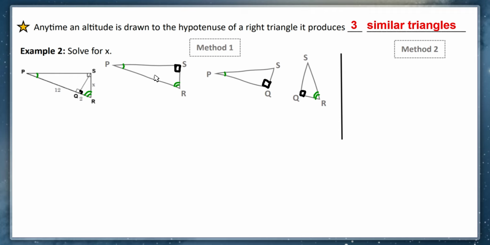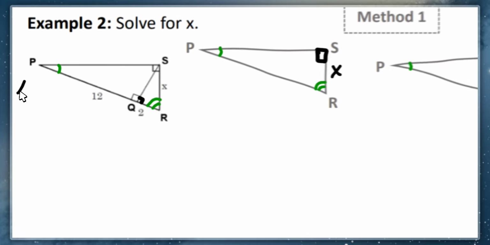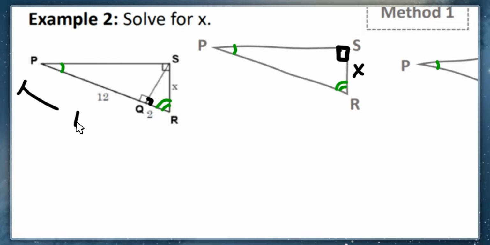Now, what we're going to do next is we're going to label the side lengths. If we look at the large triangle first, we know that SR is x. That's what they want us to find. From P to R, they don't directly give us that, but they break it up into two pieces. So from P to R, 12 plus 2 gives us 14. So the entire length of that is 14.